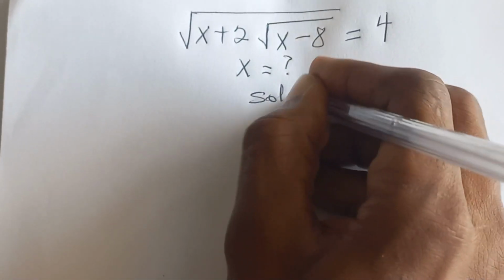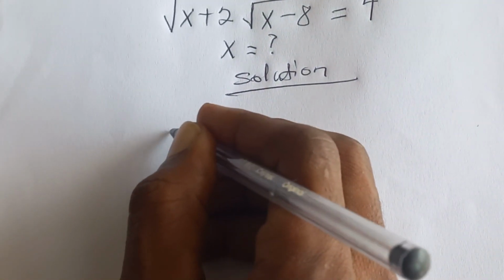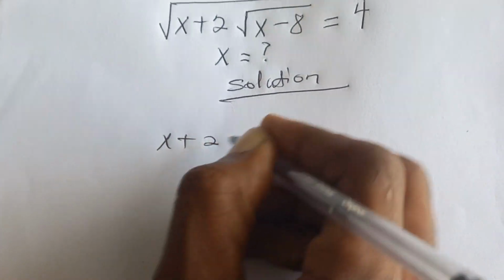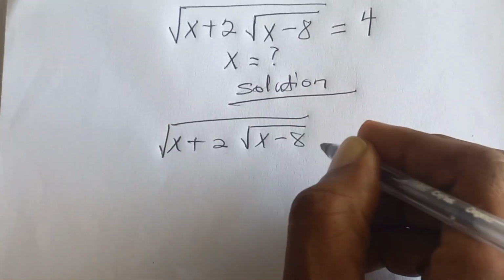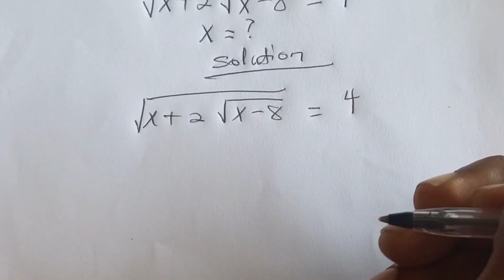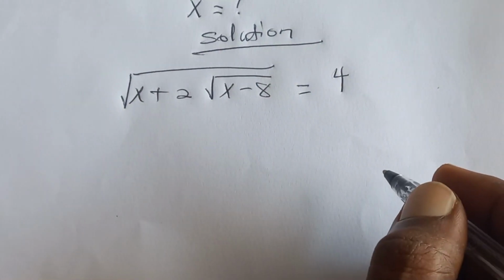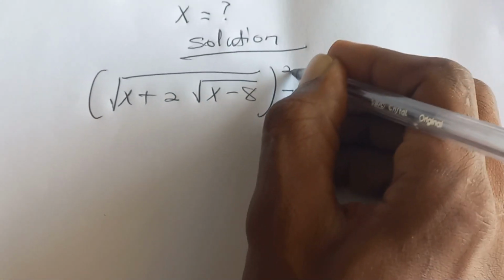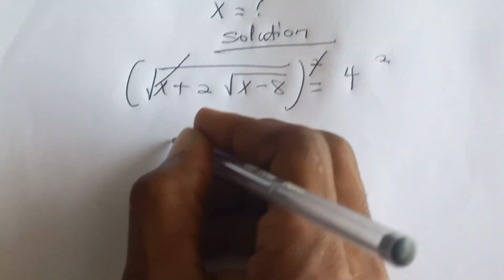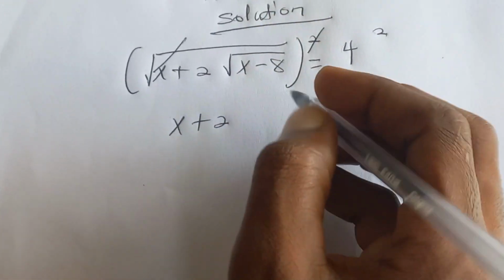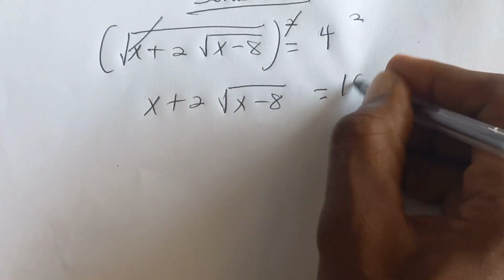So, solution. We are having root of x plus 2 root of x minus 8, which is equal to 4. In this case, first of all, let's ignore the square roots covering both sides of the equation. So square this, and this will cancel this. So we are going to get x plus 2 root x minus 8, which is 4 squared, 16.